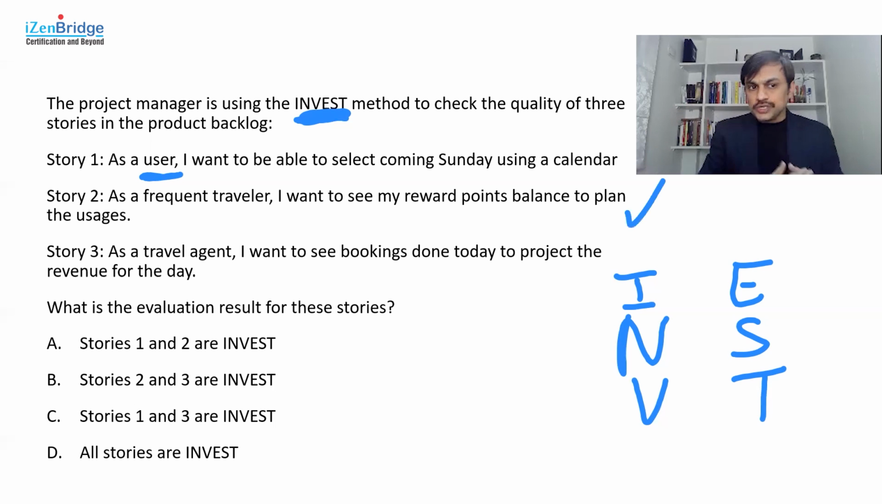And similarly, story 3: as a travel agent, so there is clarity on the user. I want to see bookings done today. So there is a clear understanding of the bookings done. It could be like a report to project the revenue for the day. So I want to understand what has happened, and I can calculate how much money I'm going to get at the end of the day. So to me, story 2 and story 3 are looking good.